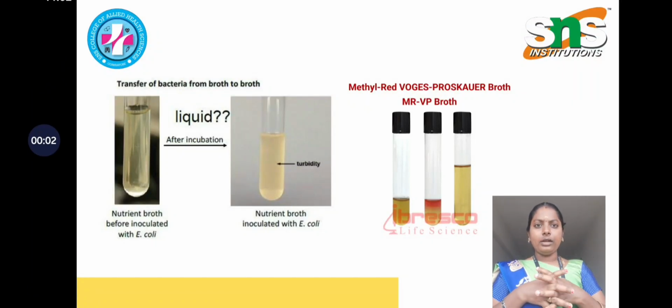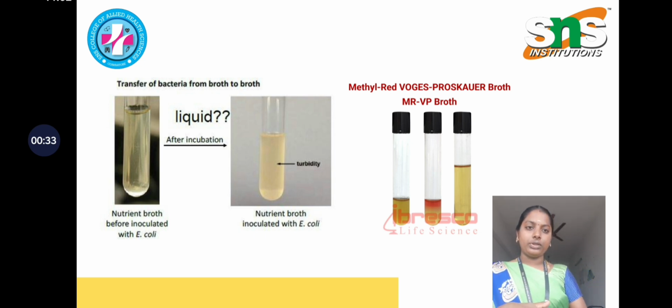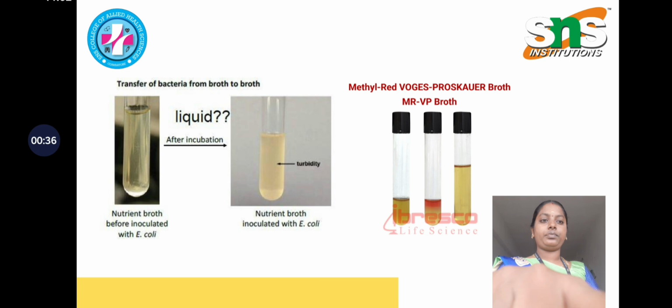So this is the liquid broth medium where you can see only the liquid culture. This first picture is the nutrient broth before inoculation of the E. coli, and after inoculating that nutrient broth with E. coli you could see the difference. The first test tube is a very clear, transparent solution, whereas after incubation of 24 hours at 37 degrees Celsius you could see some turbidity in that test tube. So this is all about the liquid medium.